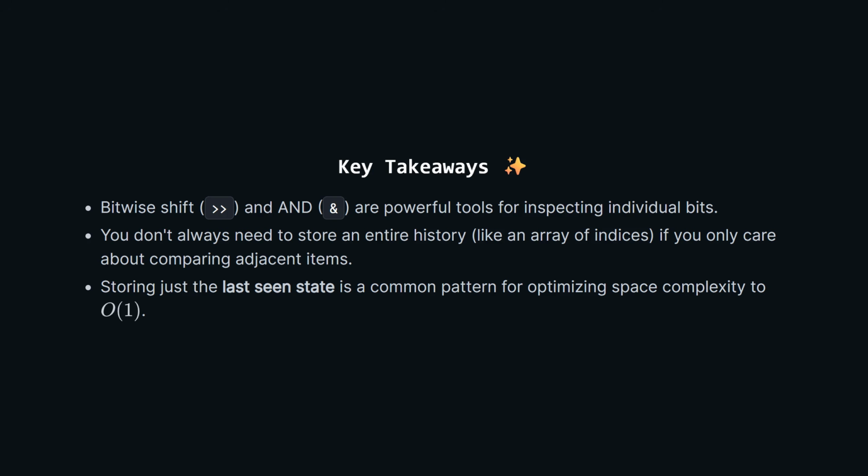So let's wrap it up. We learned how to use bit shifting and bitwise AND operations to inspect a number bit by bit. More importantly, we saw a classic optimization pattern. If you only need to compare a current item to the one immediately before it, you can drop the heavy arrays and just keep track of the last seen state to save memory.